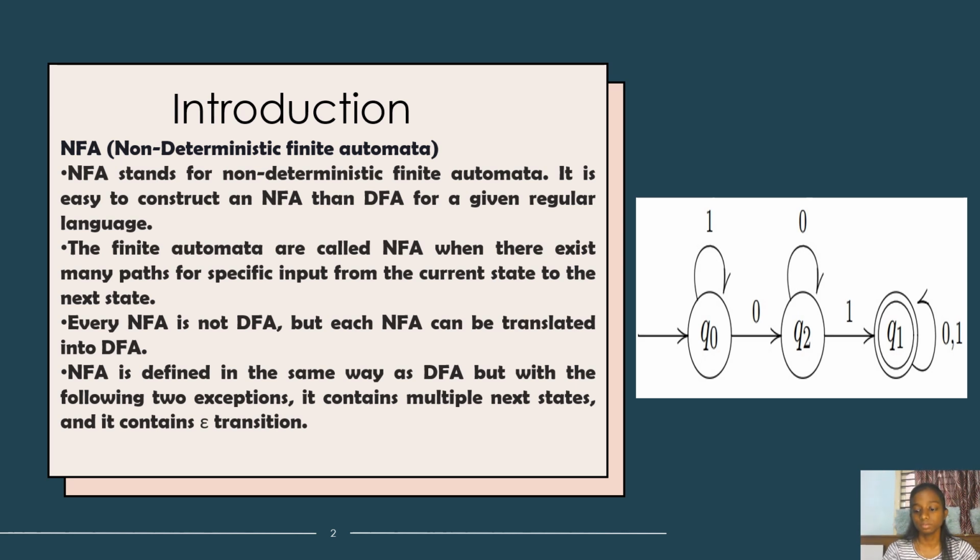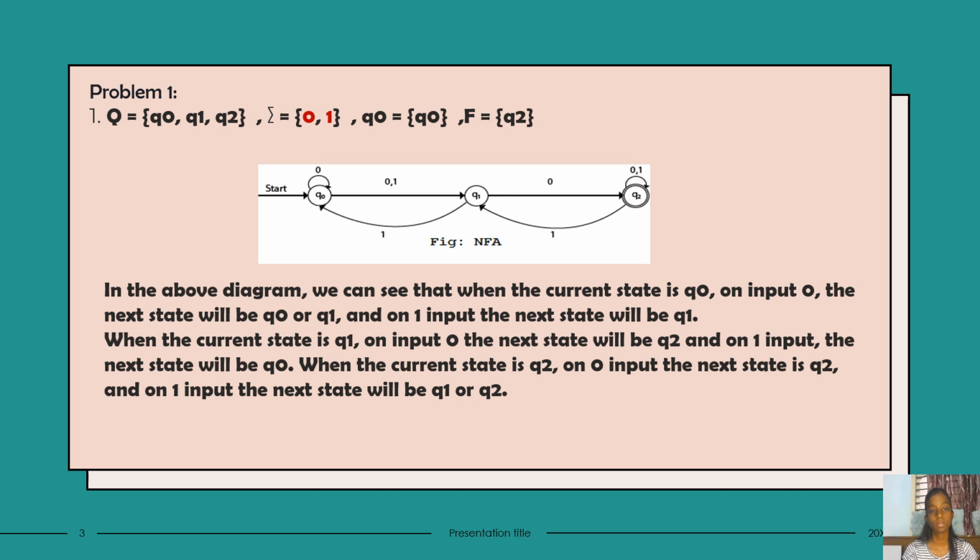So as you can see here, the first problem in NFA: Q is equal to Q0, Q1, Q2, sigma is equal to 0, 1, Q0 is the start state, F is equal to Q2. So this is the transition diagram which we can see. There are three states Q0, Q1 and Q2, where 0 and 1 can be moved to the Q1 state and Q1 can be moved to the Q0 state with the 0. So the final state has a self loop for both 0 and 1.